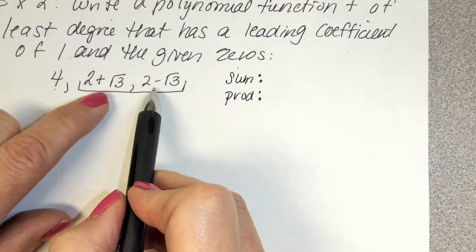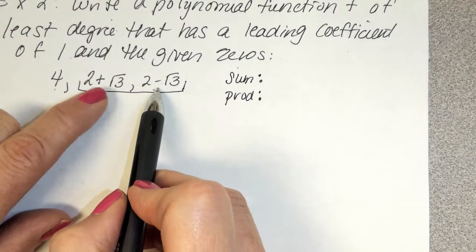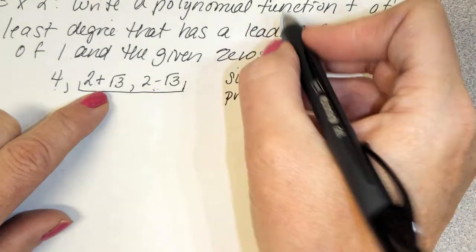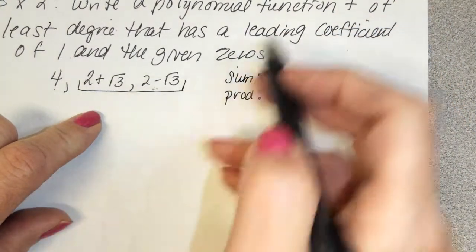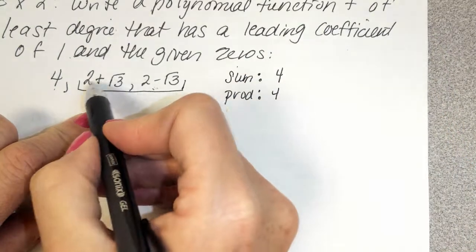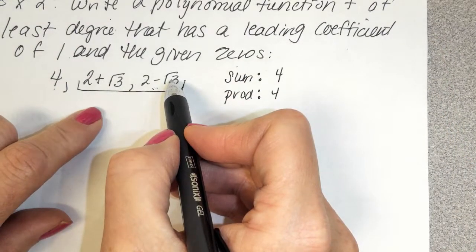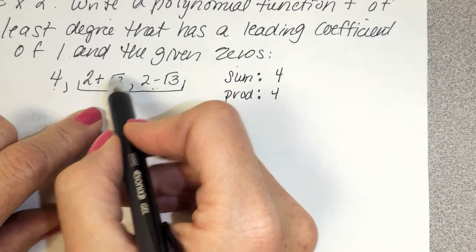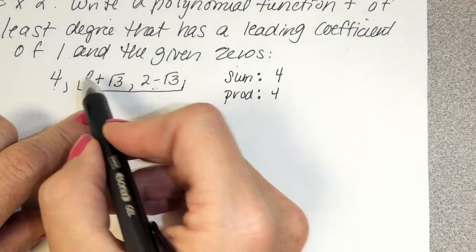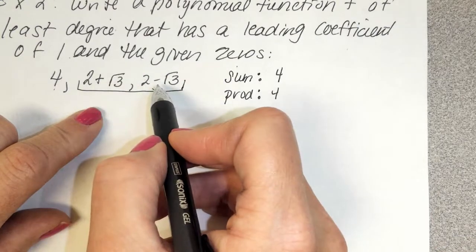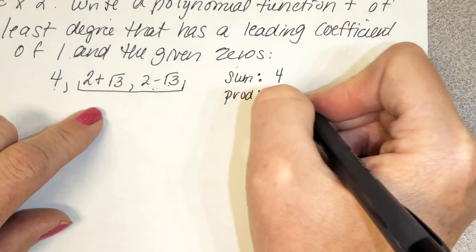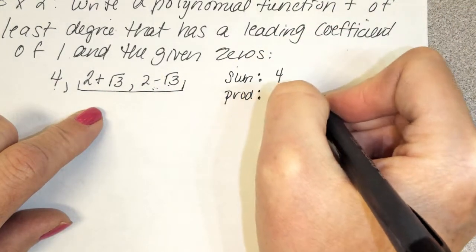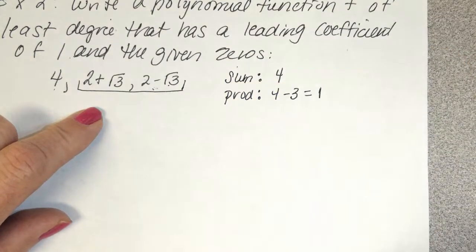What's the sum of these two? If I added these two, what do I get? 4. The product, I do the first is 4. The outers are 2 radical 3, negative. The inners are positive 2 radical 3. What's going to happen with outers and inners? Cancel. What's radical 3 times radical 3? Minus 3. So my product is 1.